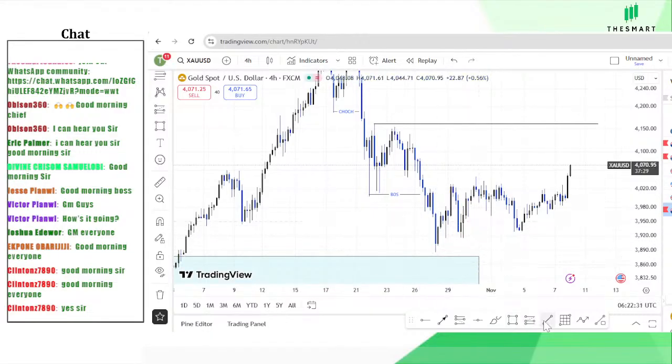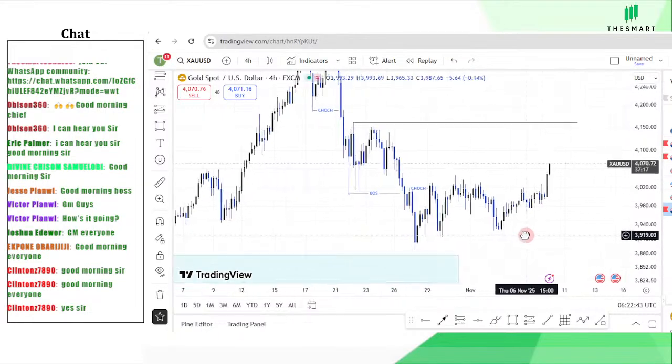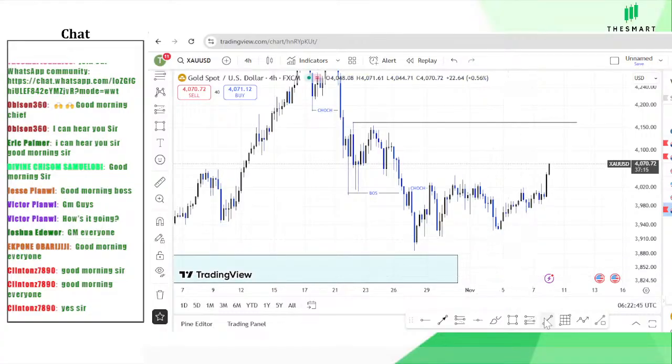So let's get to mark what we are seeing on the 4 hours before stepping down to the 1 hour. So at this level here, I can see we have a change of character. At that level, a change of character. Price gave us a break of structure.